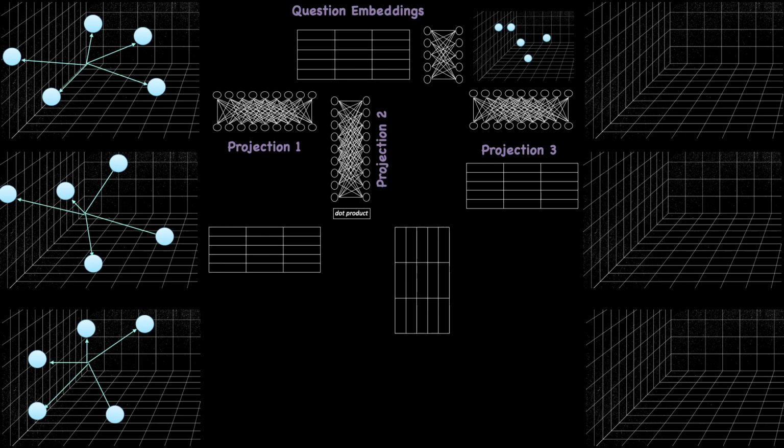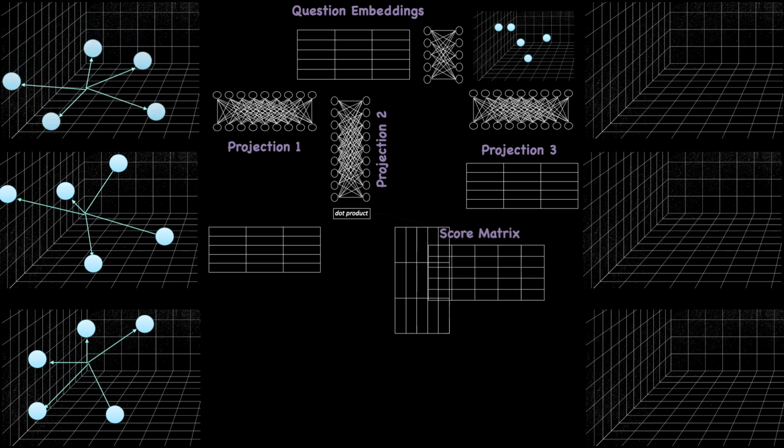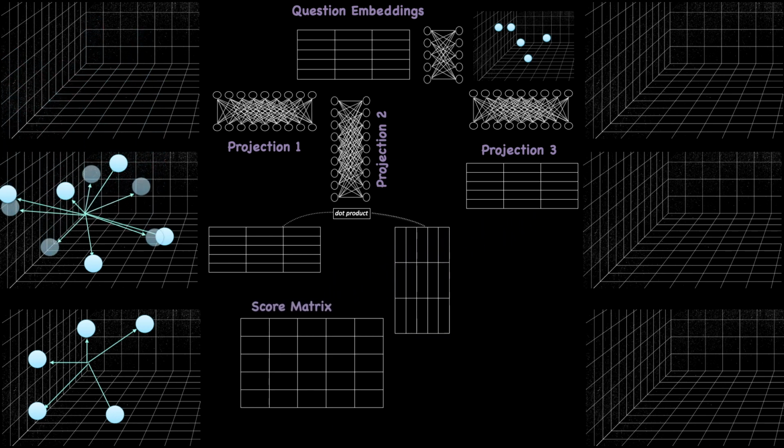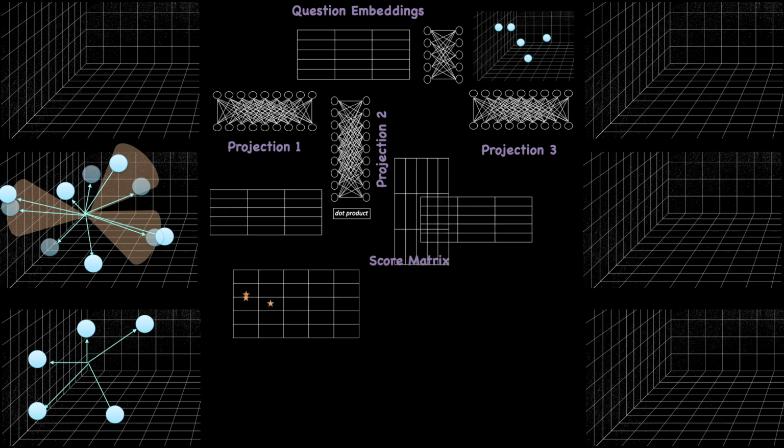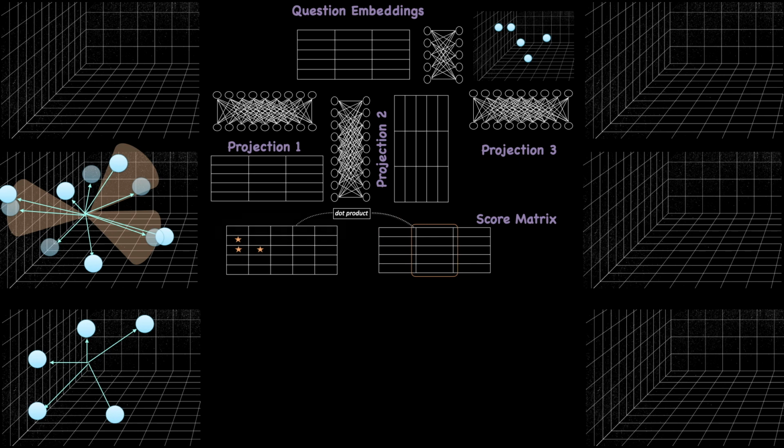The first and second projections of the question will be dot product to obtain a score matrix. The score matrix estimates potential correlations between pairs of words in the question. Here we find high correlations between the pairs how and are, how and you, and are and you. In practice, we apply normalization and softmax on the correlation values for numerical stability. We will dot product the score matrix with the third projection of the question. The resulting encoded matrix encodes the words of the question and captures estimated relationships between pairs of words in the question.